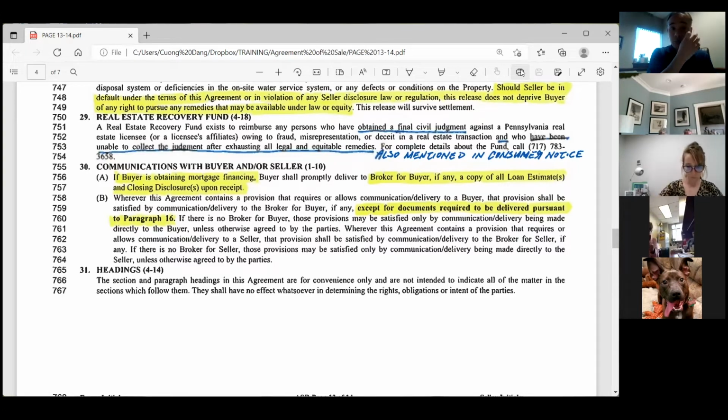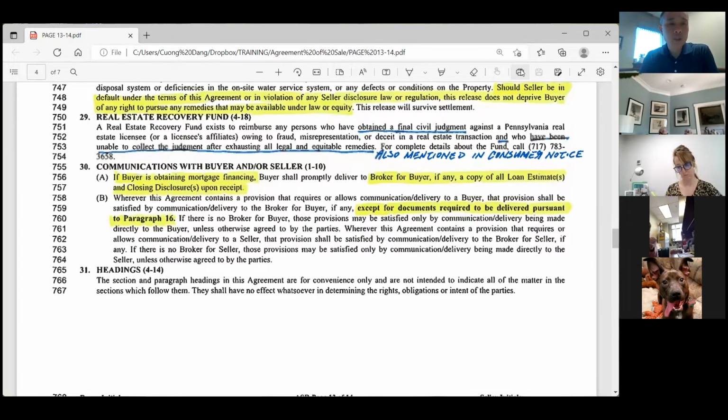30, communications with buyer and or seller. A, if buyer is obtaining mortgage financing, buyer shall promptly deliver to broker for buyer, if any, a copy of all loan estimates and closing disclosures upon receipt. Okay.